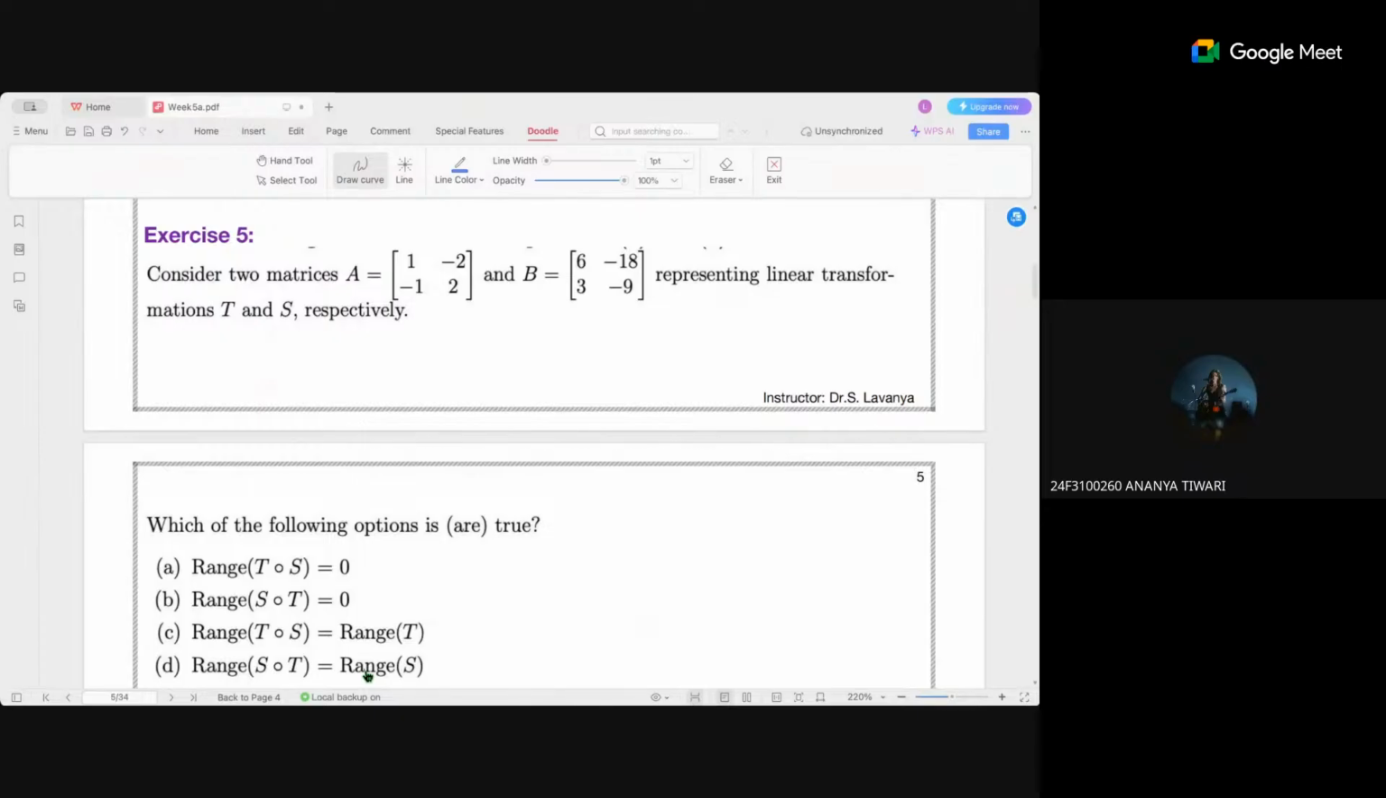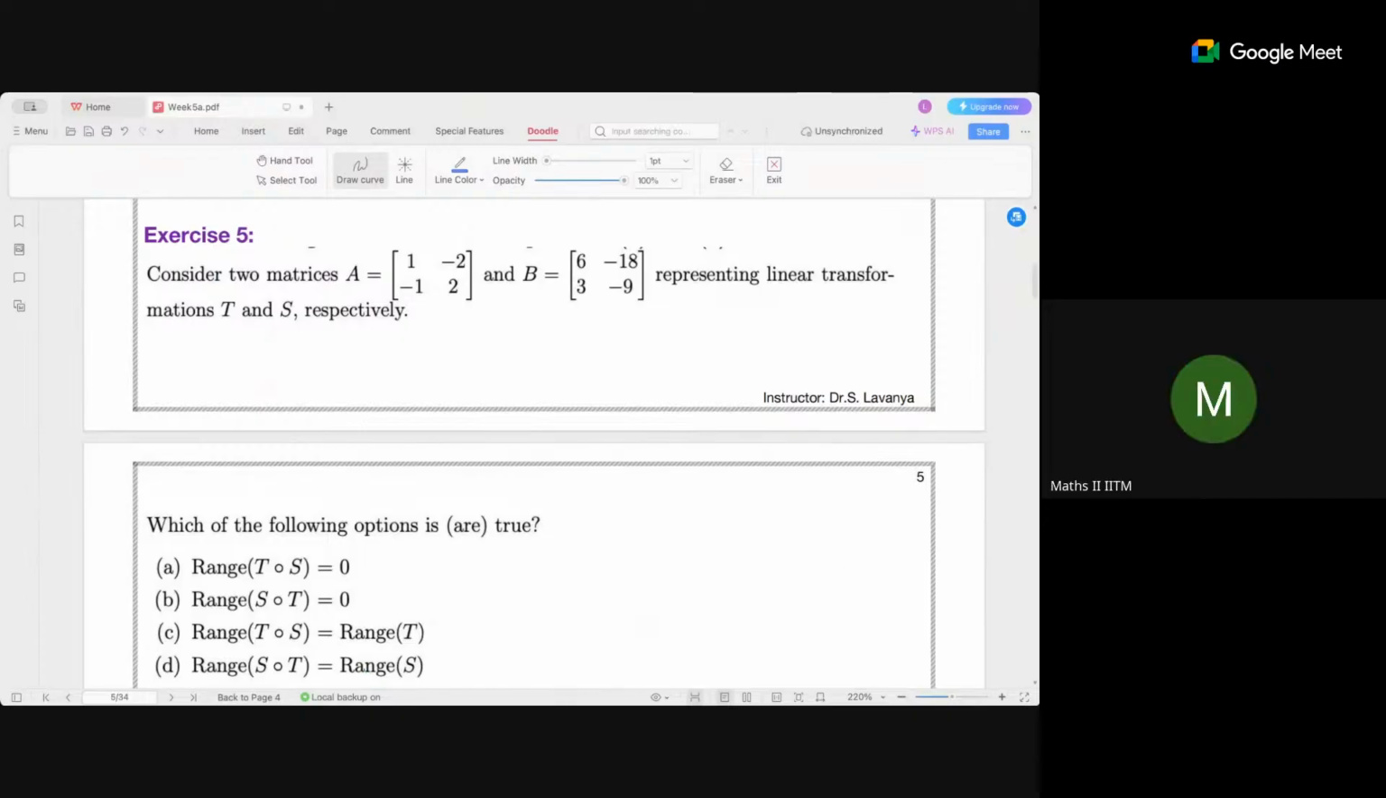Ma'am, option A is true. Option B is not true. Okay, so option A is true and B is not true. What about option C and D? Check that as well. D is true, C is false. As the range of T, I am getting a span of (1, -1).